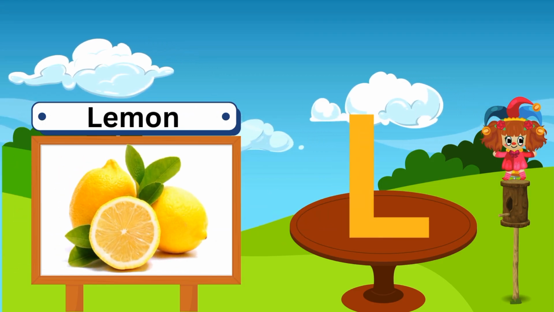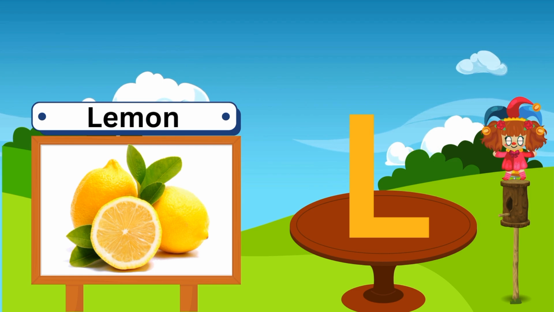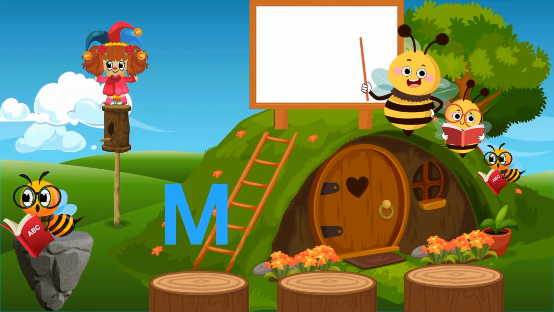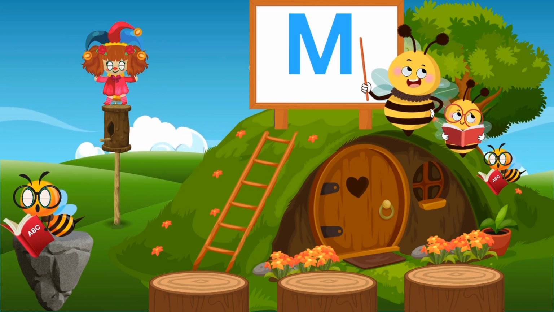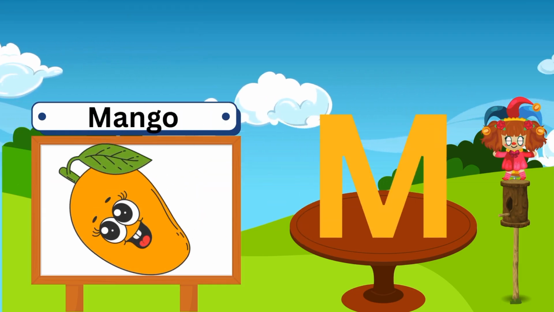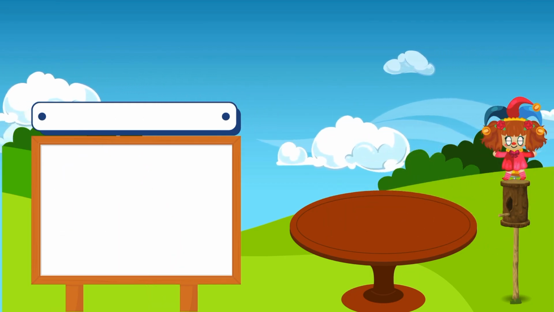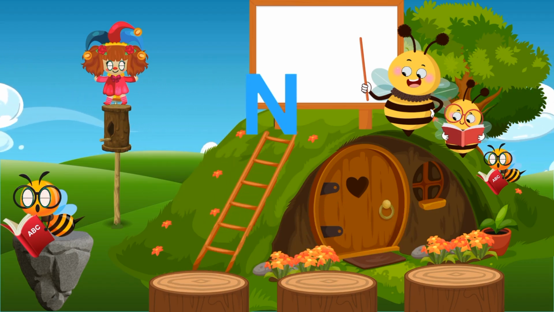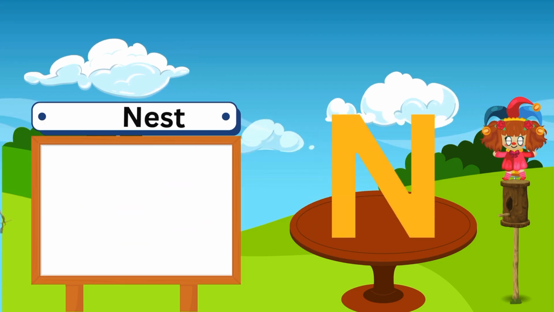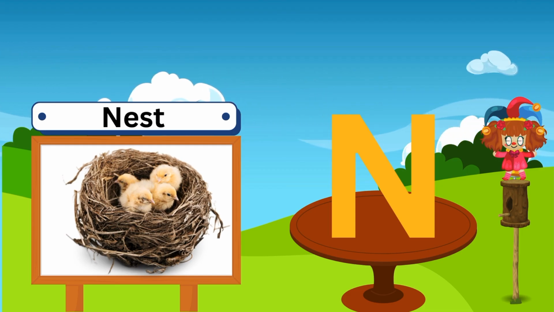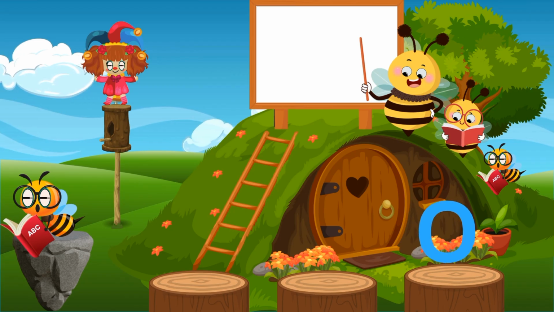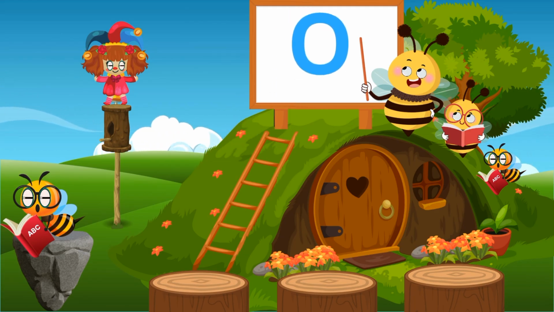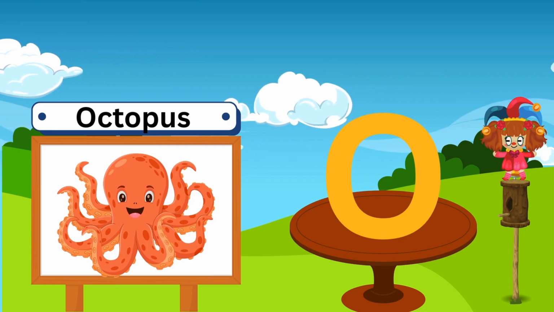L. L for lemon. M. M for mango. N. N for nest. O. O for octopus.